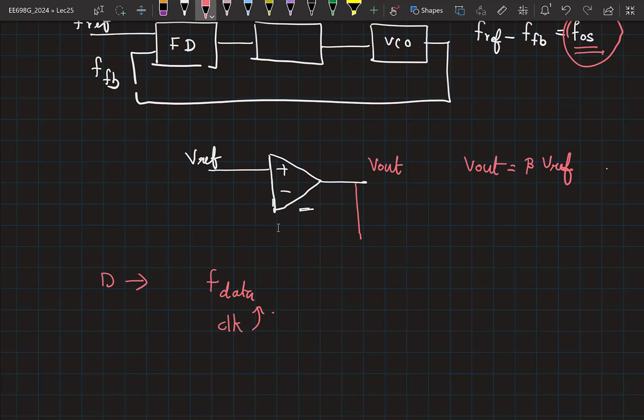You connect the resistor. How do you connect it such that you get what value in this feedback? You should have 1 by beta here. Is that clear? You would connect the resistor here, so you would basically have 2 resistors connected here, such that the output here is V out by beta. And then you are comparing Vref to V out by beta.